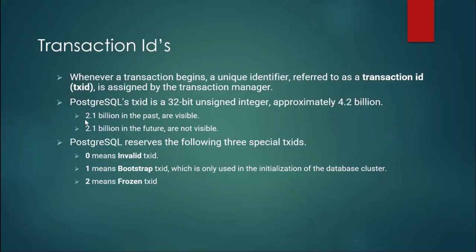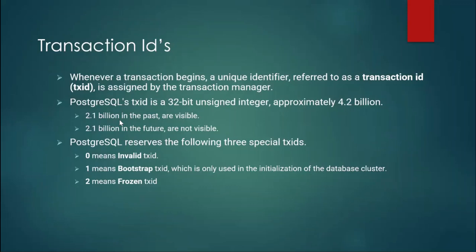Past means dead tuples, right? Not all previous past transactions are marked as dead, because a few transactions may still not be committed. Those are still pointed out as visible, right? So it has to split. In simple words, we can say 2.1 is for dead tuples and 2.1 is for live tuples. Okay, so in simple words, we can say like this.